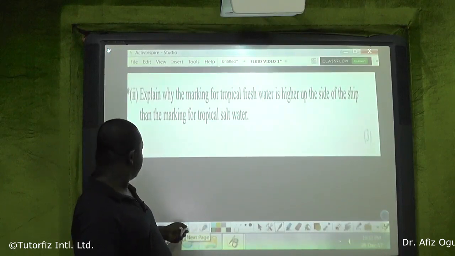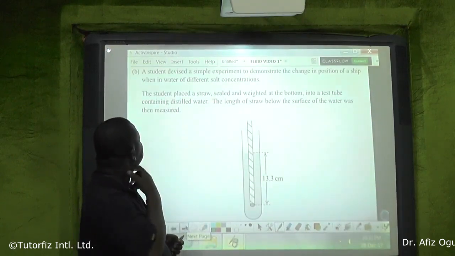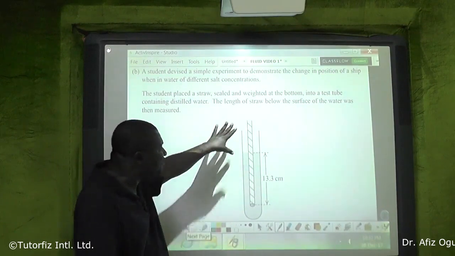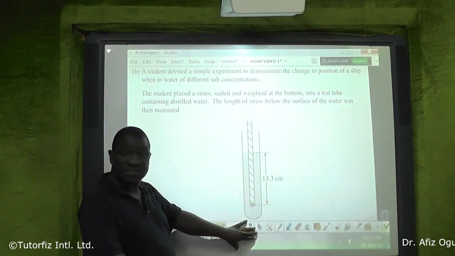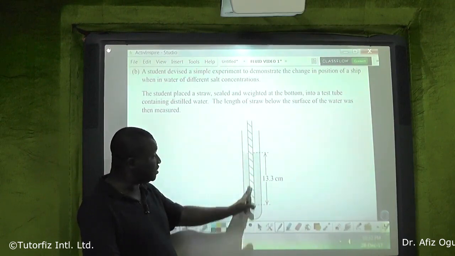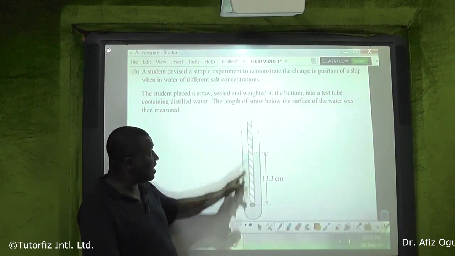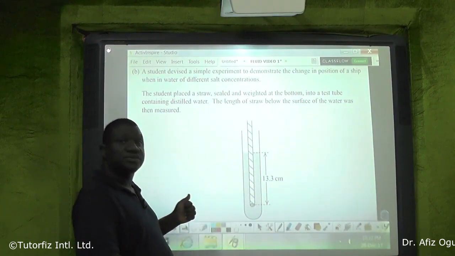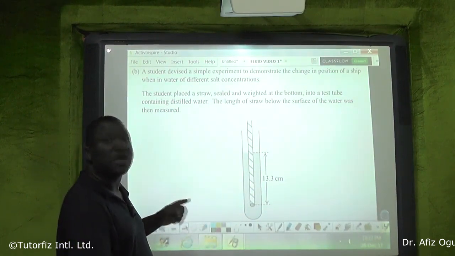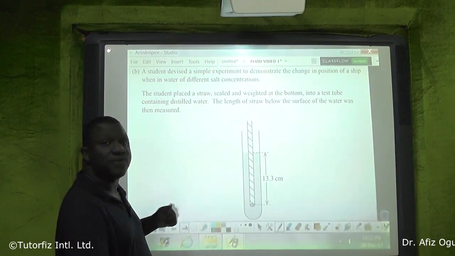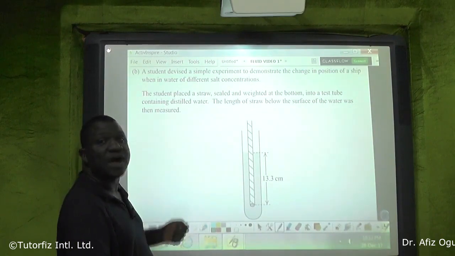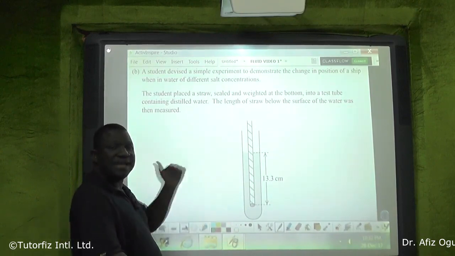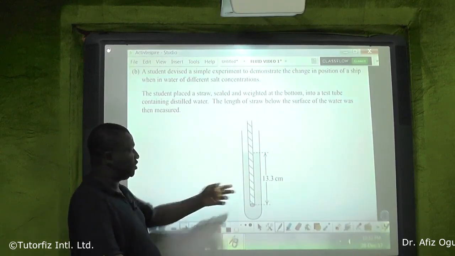Okay. Question number 2B now. A student devised a simple experiment to demonstrate the change in the position. It's the same thing that was happening there. This is the sea water or the fresh water, whatever, and this is the ship. Same thing. And don't forget the hydrometer I showed you, in the video I called applications of Archimedes' principle and upthrust, or applications of upthrust and flotation. I gave you lots of applications. This is one of them.